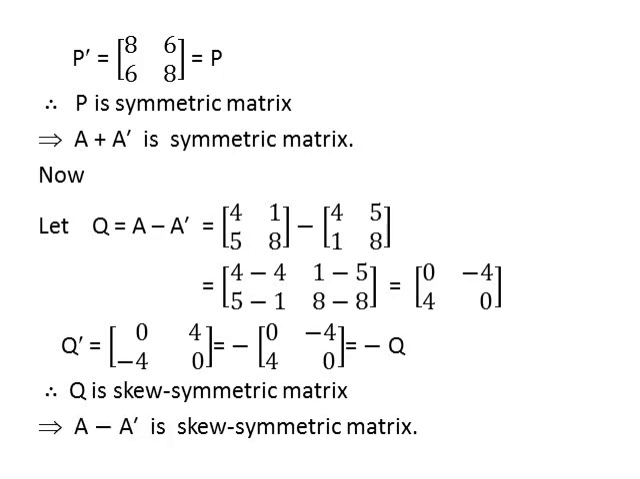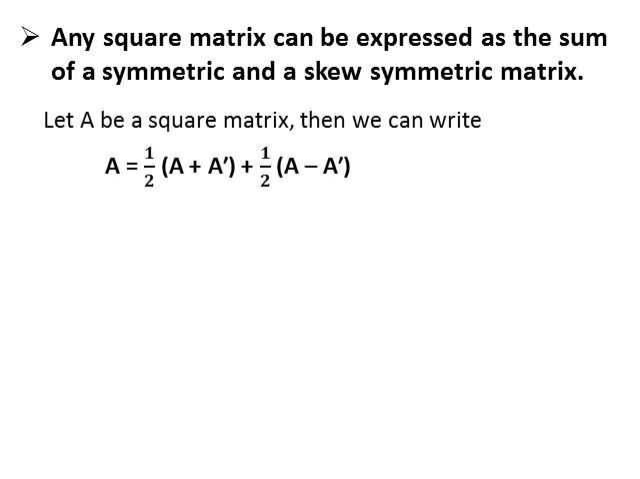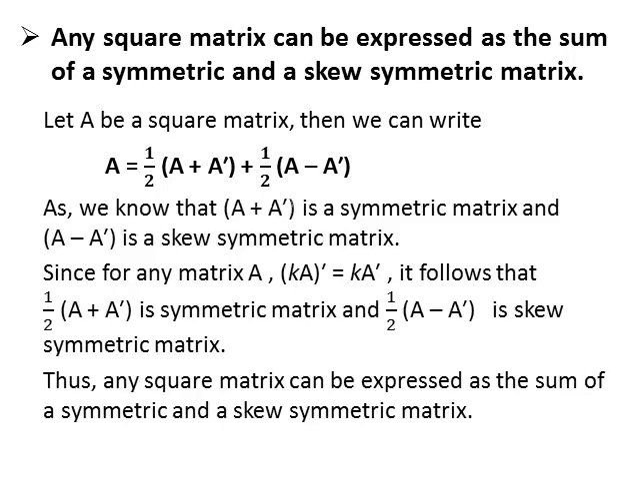It means the difference of a matrix and its transpose is always a skew symmetric matrix. Next, any square matrix can be expressed as the sum of a symmetric and a skew symmetric matrix. Let A be a square matrix. Then we can write A as half of A plus A transpose plus half of A minus A transpose.